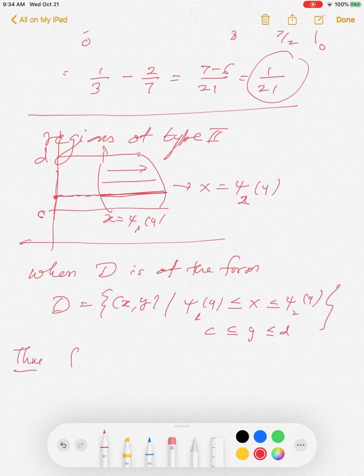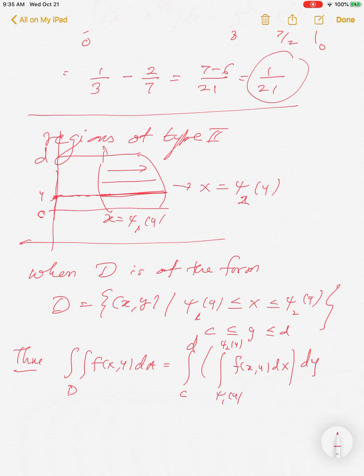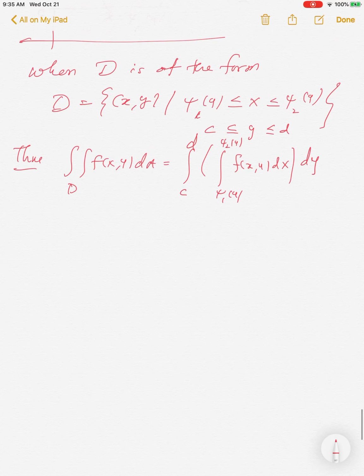Then the theorem says that if the region is of this form, you can write the double integral as a repeated integral. But now I am integrating with respect to y first, which was the case we did before. Here I am freezing my y, so I will integrate with respect to x first. I take f of x y dx running from psi 1 of y to psi 2 of y. Then I get a function which depends only on y. I integrate with respect to y from c to d. So you see the order of integration is changed for this area.